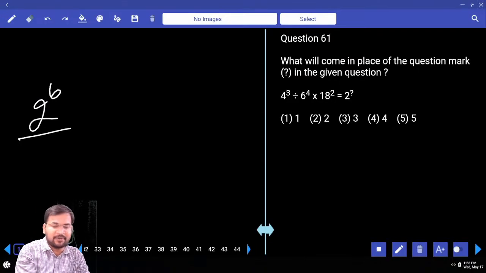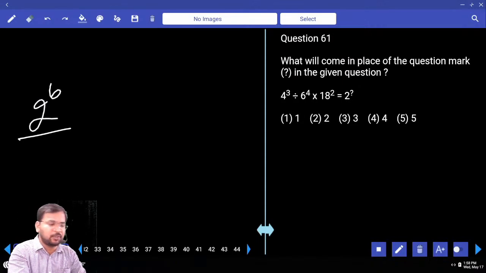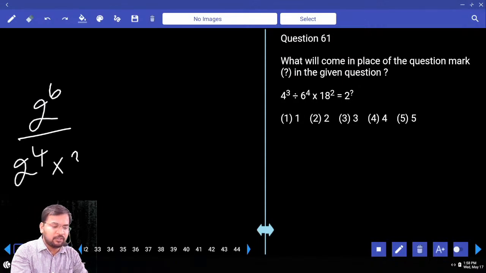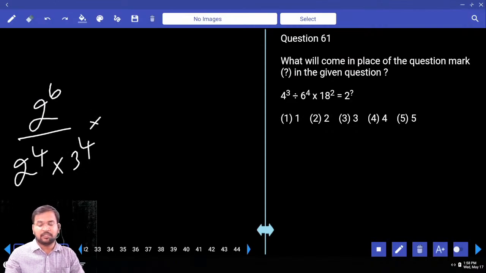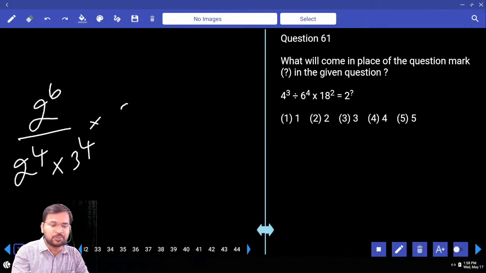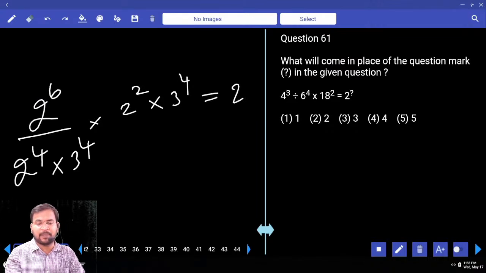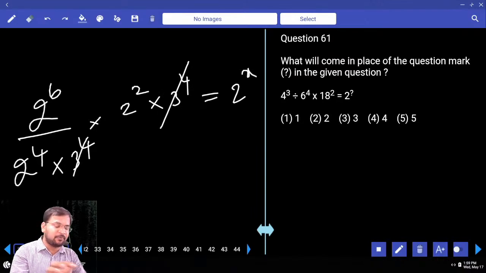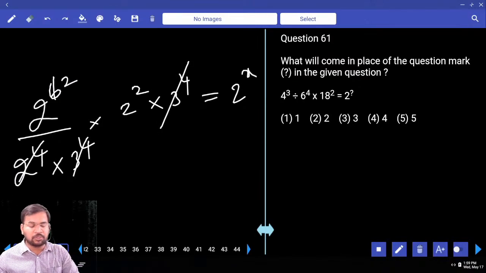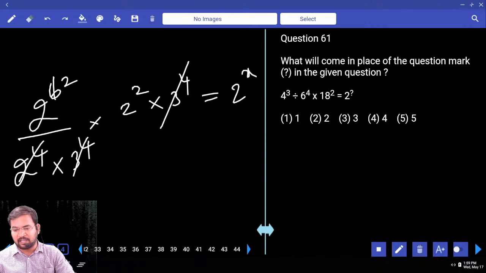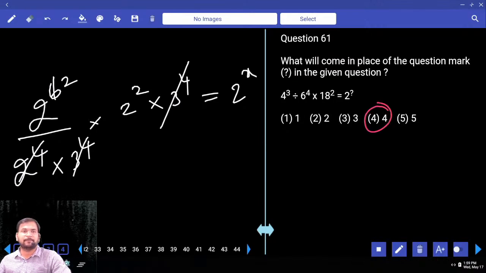Are you clear? Divided by 6 power 4. I am going to write 6 as 2 into 3, so 2 to the power of 4, 3 to the power of 4. 18 I am going to write as 9 into 2, so 9 square into 2 square. 9 square we can write as 3 to the power of 4, na. That is equal to 2 to the power of x, na. 3 to the power of 4 and 3 to the power of 4 get cancelled. 2 to the power of 4 and 2 to the power of 4 get cancelled. 2 to the power of 2, na. So 2 to the power of 2, 2 to the power of 2, 2 to the power of 4, na. Therefore x is equal to 4.